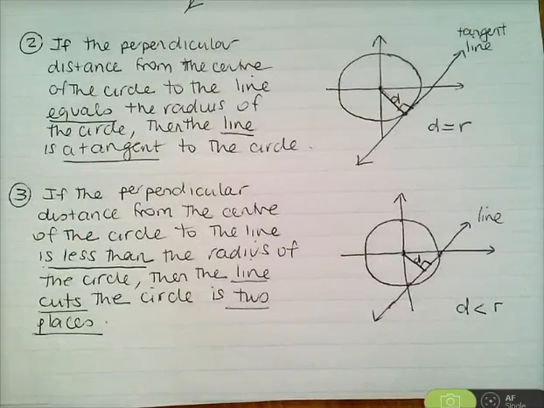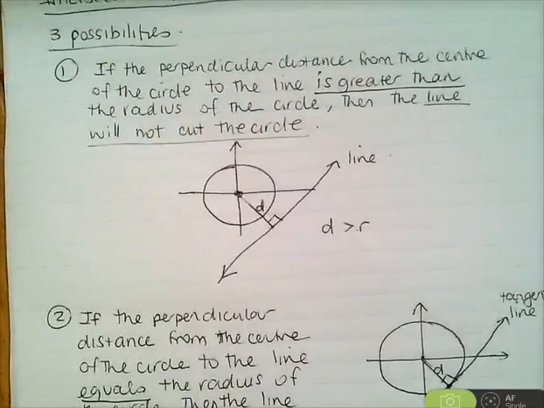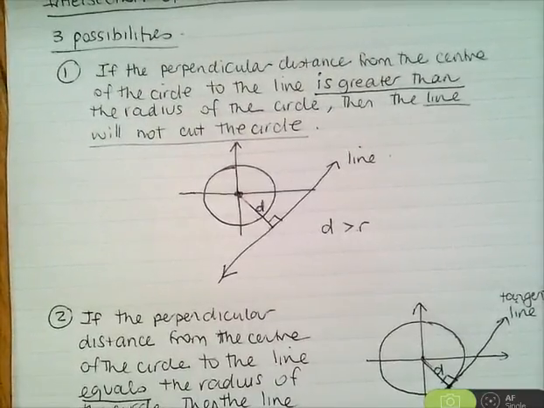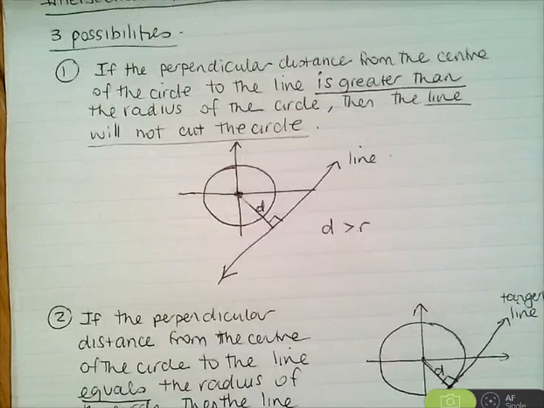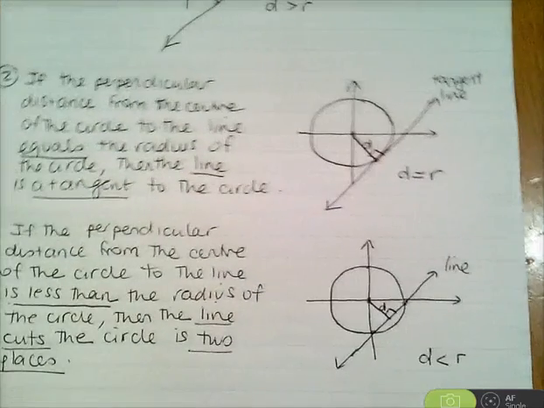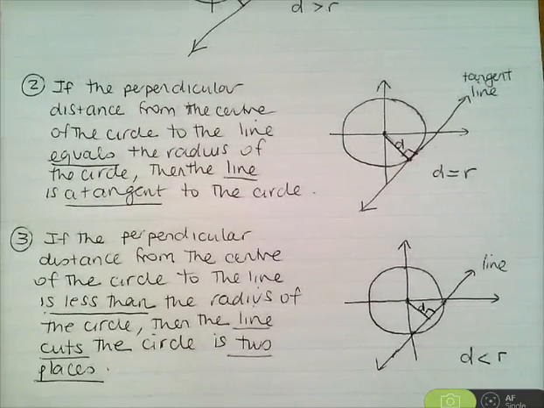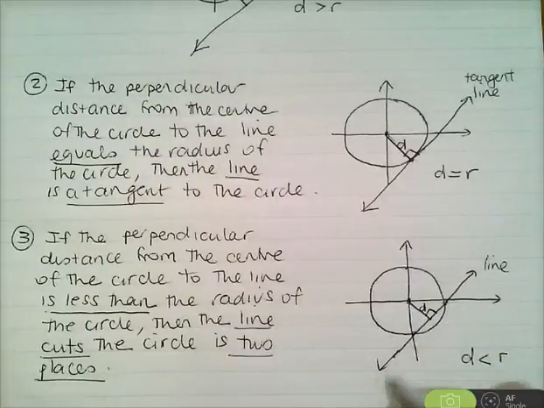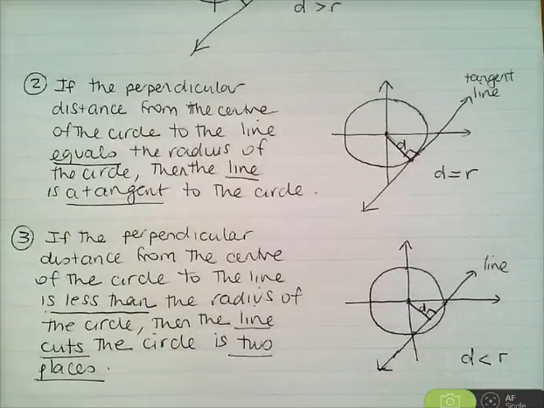Either the line will not cut the circle at all, and that will occur if the perpendicular distance from the centre of the circle to the line is greater than the radius. Your second scenario is that the line will be a tangent to the circle, where the perpendicular distance from the centre of the circle to the line equals the radius. And the third scenario is that the line will cut the circle in 2 places, and that will be if the perpendicular distance from the centre of the circle to the line is less than the radius. Okay, we'll now do an example on this.